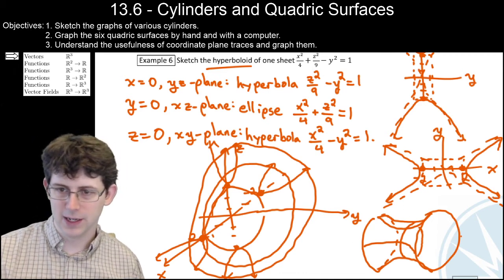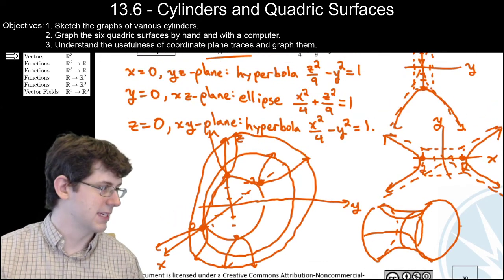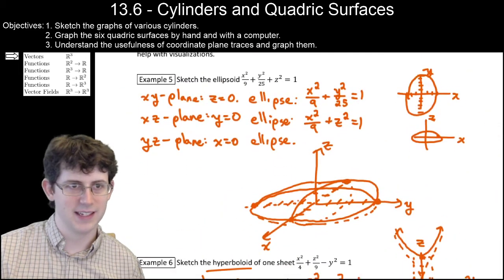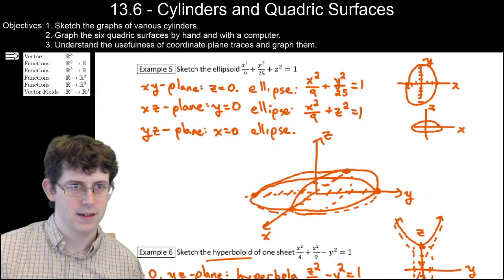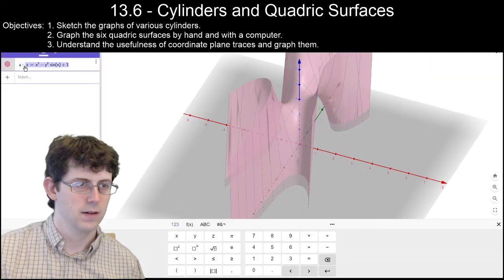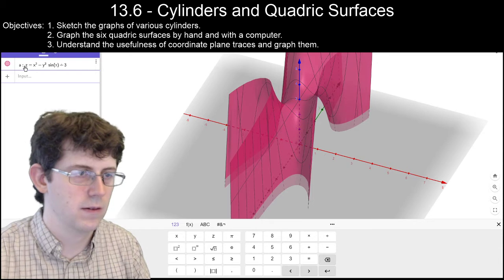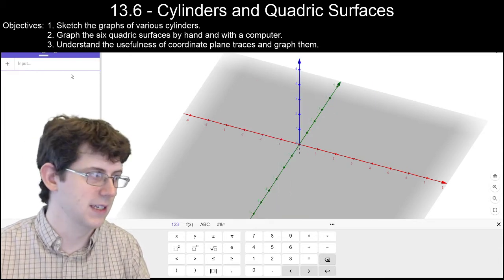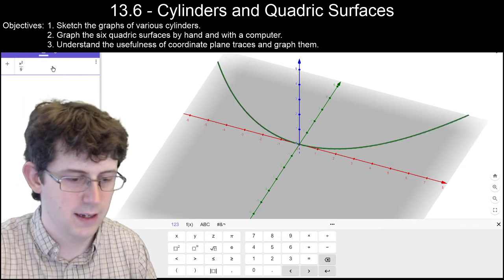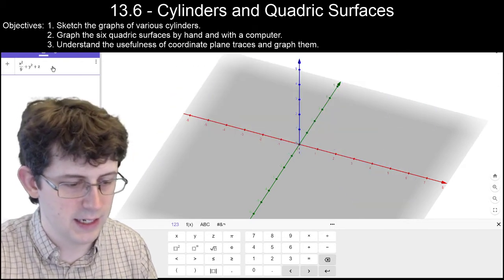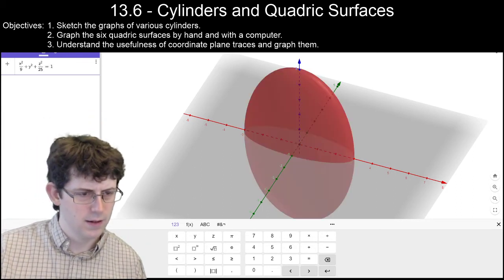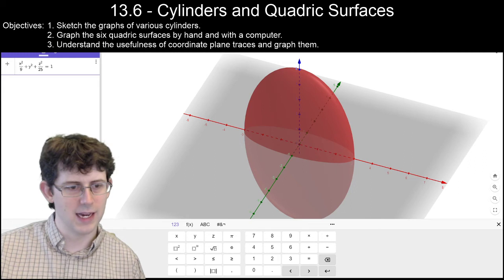Let's see if GeoGebra can do this. If not, it's going to be pretty sad. So I'll do the first one and then the second one. Okay, I guess we delete. So I'll say x squared over 9 plus y squared plus z squared over 25 equals 1. Is that what it was? Oh, no, the y had the 25.